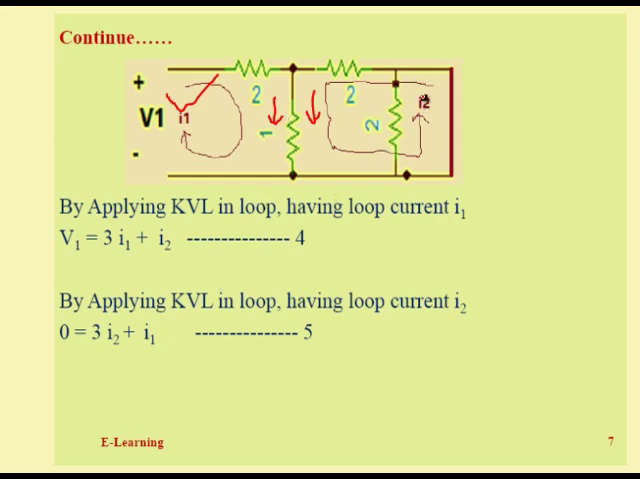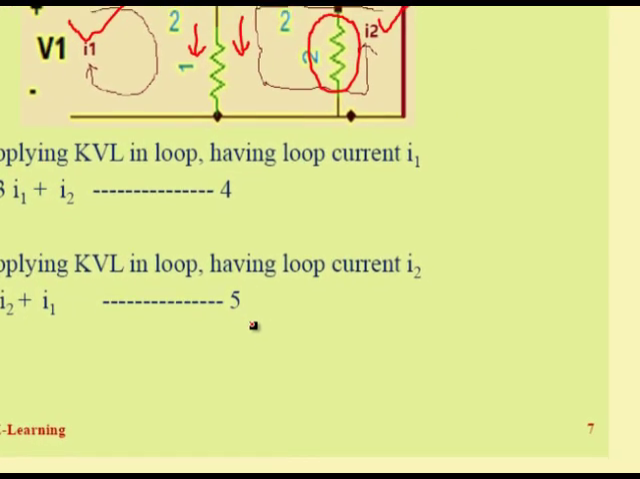And now we apply KVL in this loop. Here the applied voltage is 0, so current will not go through this resistance. This is a useless resistance because we have already put a short here in its parallel. So we get the equation 0 is equal to 3i2 plus i1.